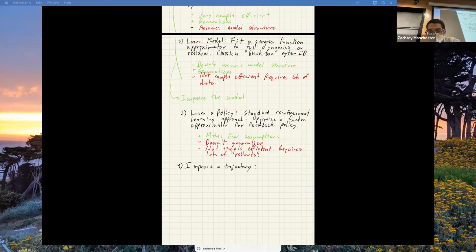How that works is, assume we have a reference trajectory computed with a nominal model that could be inaccurate. Then you want to improve that with data from the real system.